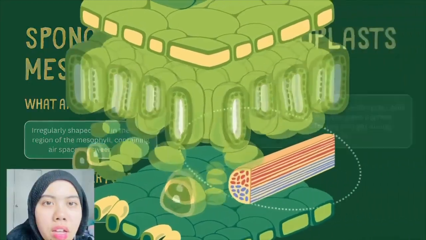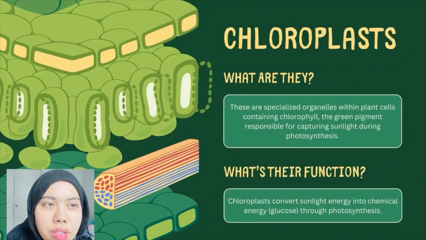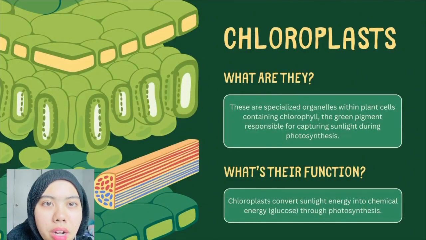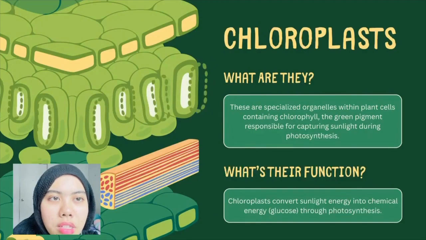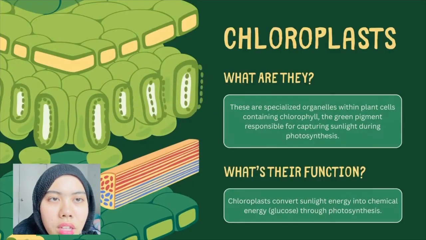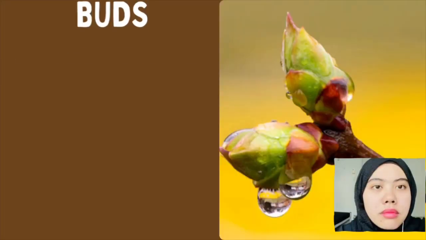Speaking of chloroplasts, these specialized organelles are the stars of the show. They house chlorophyll, the green pigment that traps sunlight during photosynthesis. It's within these chloroplasts that the sunlight energy is converted into chemical energy, or glucose.